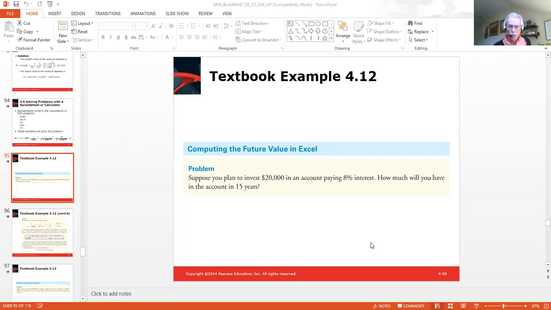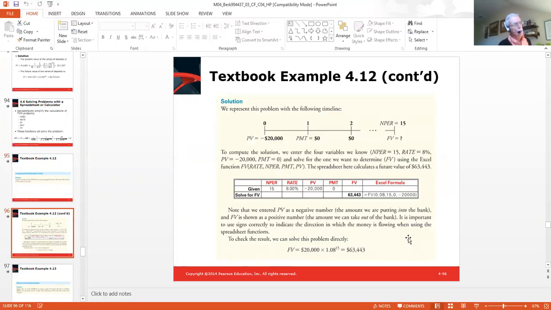So access the FV function in Excel. Our rate is 8%, so input 0.08. The number of periods in this case is 15 years. And the present value amount is negative $20,000. Input all of those things in the drop-down box you're given in Excel, and you should get the result of $63,443. Our grid work here in the middle of this slide shows us the variables you input into Excel.